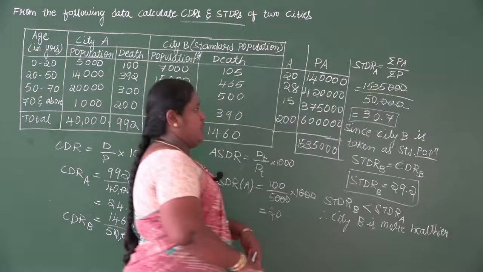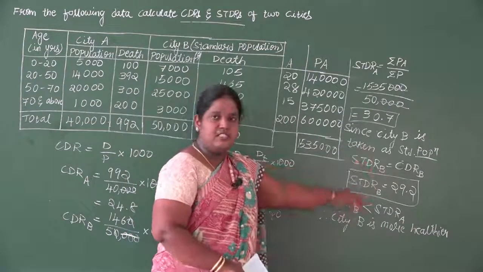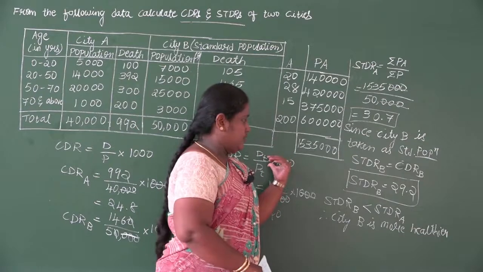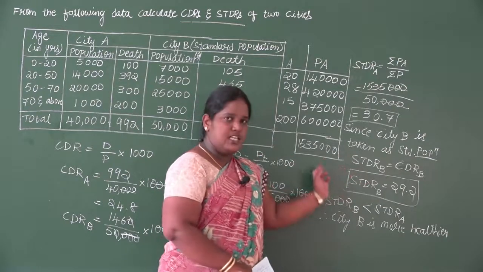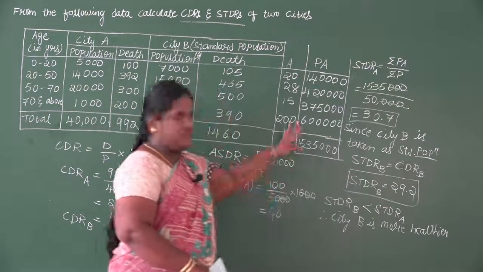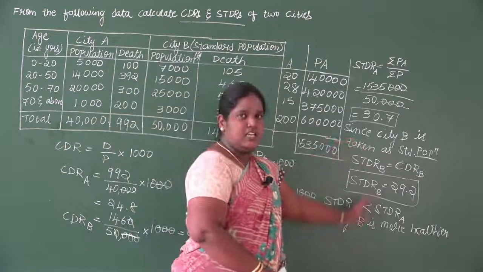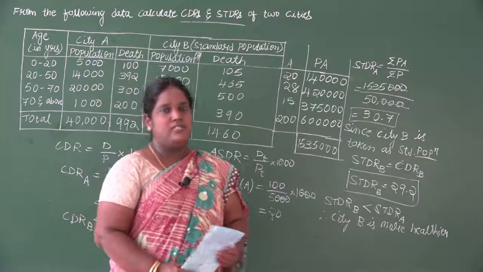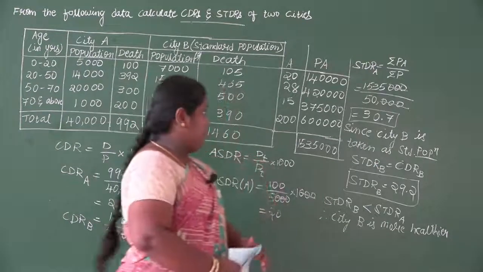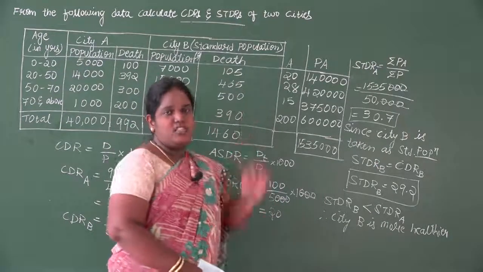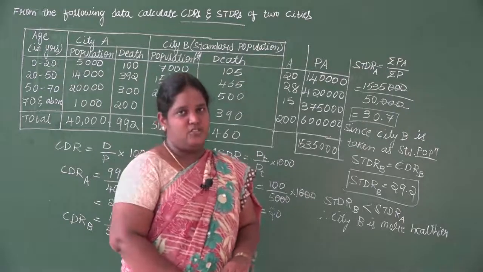So here I have done it for city B directly. Since I have done the crude death rate, I have taken the same value directly. I have not found the age specific death rate. Without that, only by taking the CDR value, I have written the standardized death rate for city B, because that population is taken as the standard population.